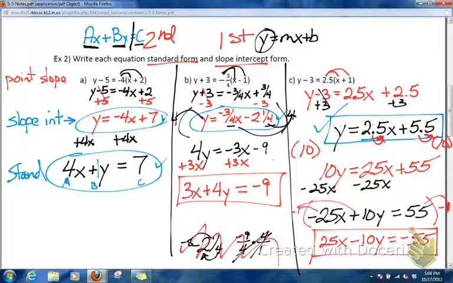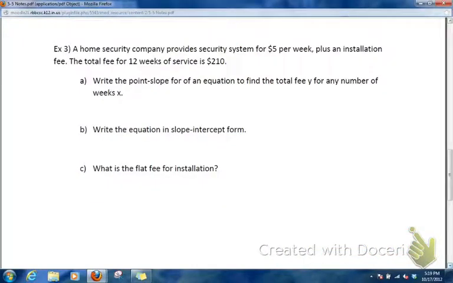So for all three of these problems, we've actually used all three forms. The equations all started in point-slope form, which we learned, and then we changed all three of them into slope-intercept, y equals mx plus b, and then finally turned all three of them into standard form, ax plus by equals c. And that is all you are really doing in this section. There is a story problem to go along with this, which we'll look at next. Okay, so let's read this story problem.